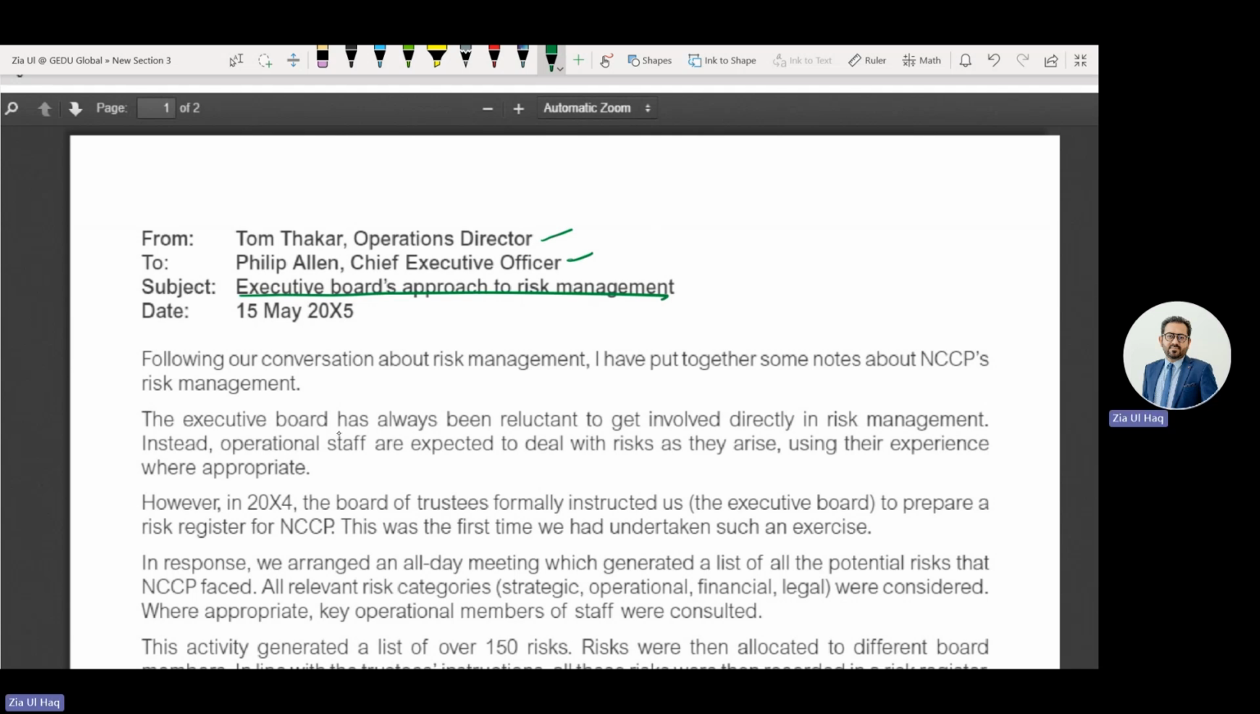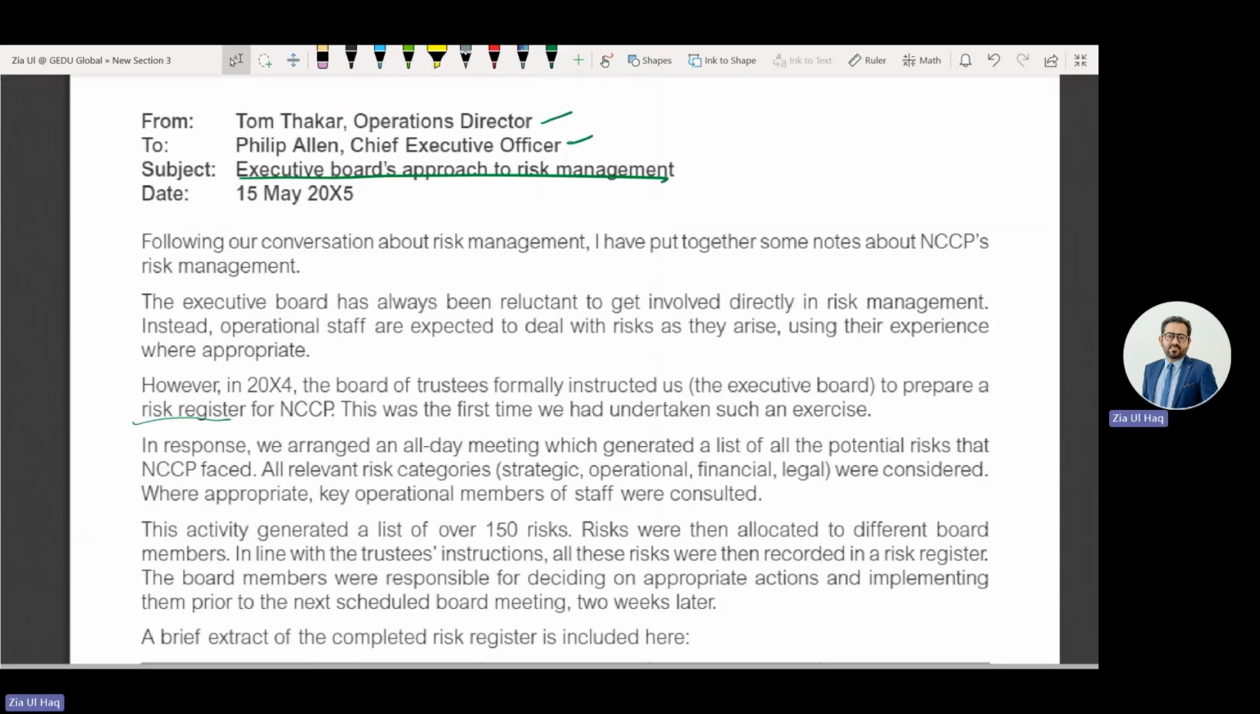The executive board has always been reluctant to get involved directly in risk management. Instead, operational staff are expected to deal with the risk as it arises, using their experience where appropriate. However, in 20x4, the Board of Trustees formally instructed us, the Executive Board, to prepare a risk register for NCCP. This was the first time we had undertaken such an exercise. You need to manage business risk, you need to maintain a risk register.